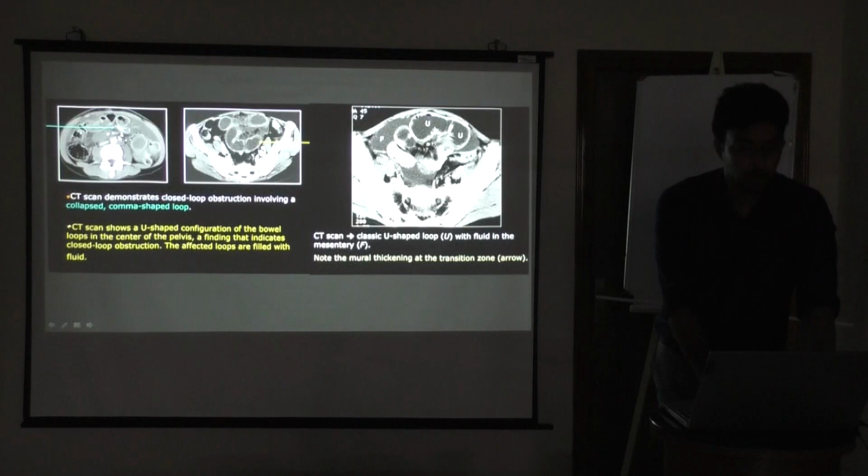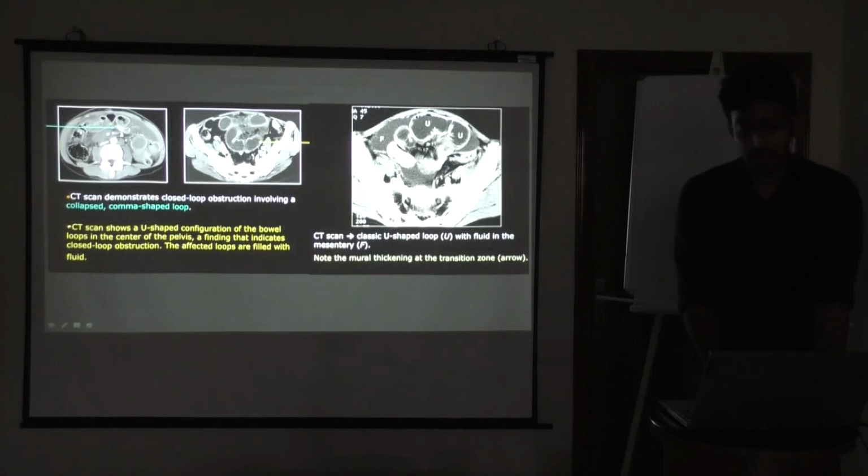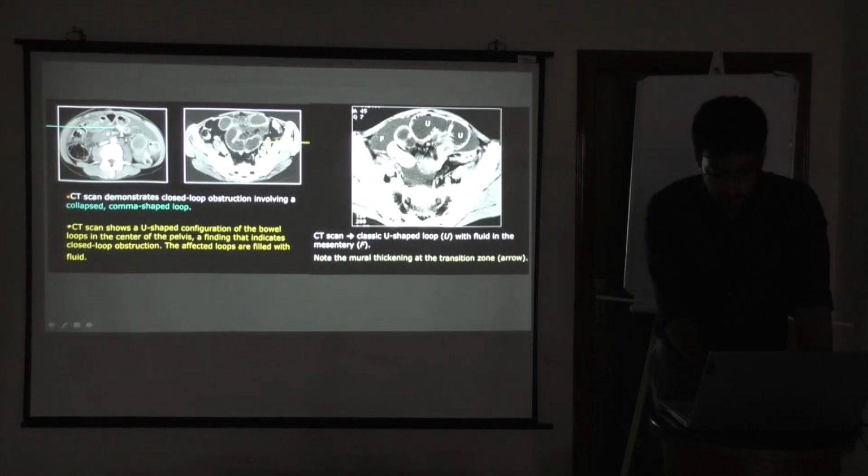And like I said, there is one more important sign called the beak. I think I'll show it in the next slides. But when you go through the CT cuts, if there is abnormal enhancement of the bowel wall and one big loop, that indicates there is something very wrong, which is usually closed loop obstruction. In this you can see, note the mural thickening at the transition zone.